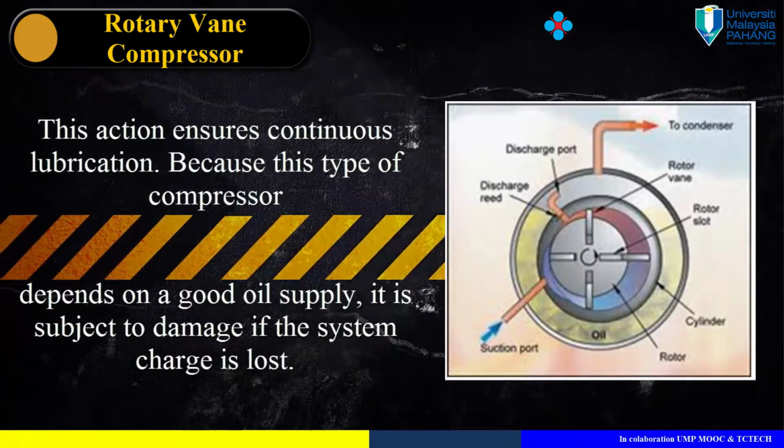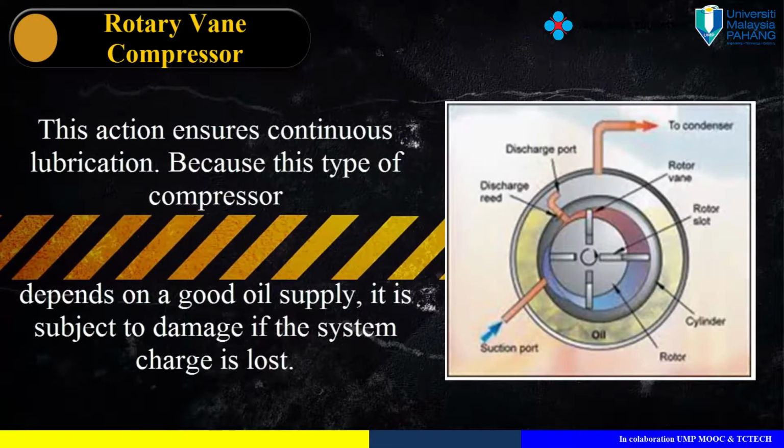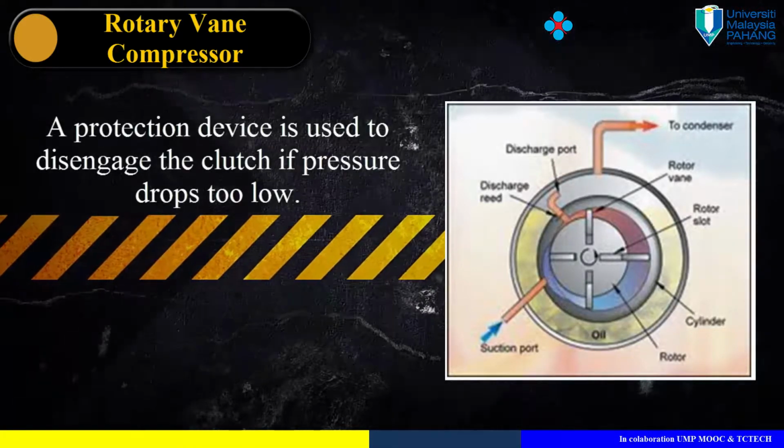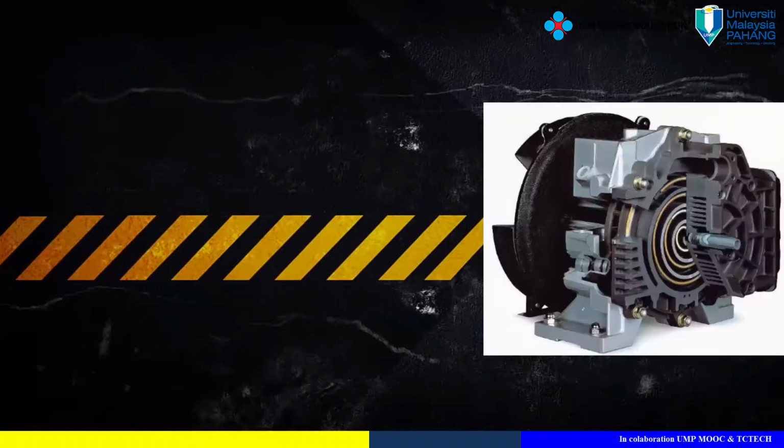Because this type of compressor depends on a good oil supply, it is subject to damage if the system charge is lost. A protection device is used to disengage the clutch if pressure drops too low.